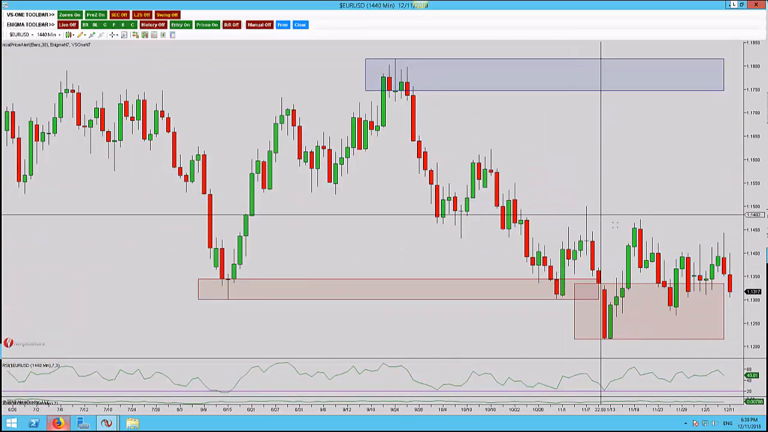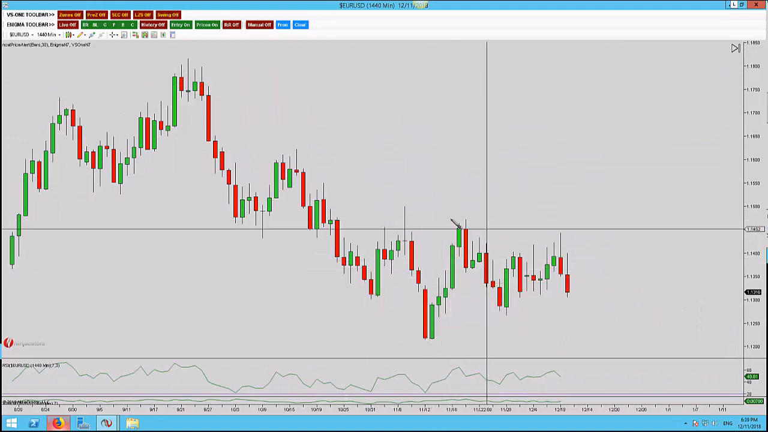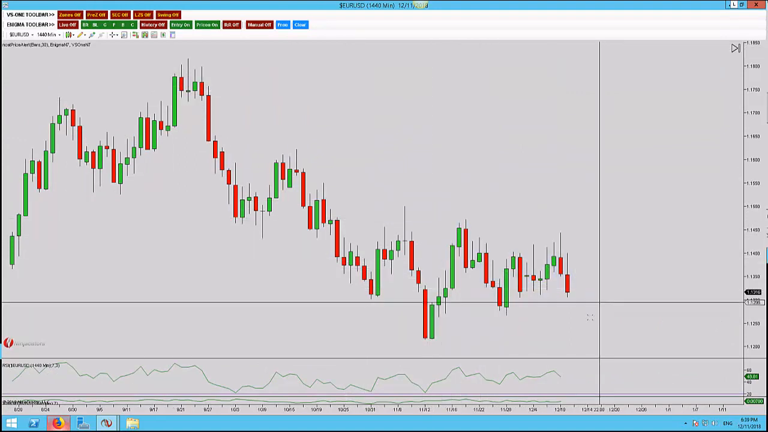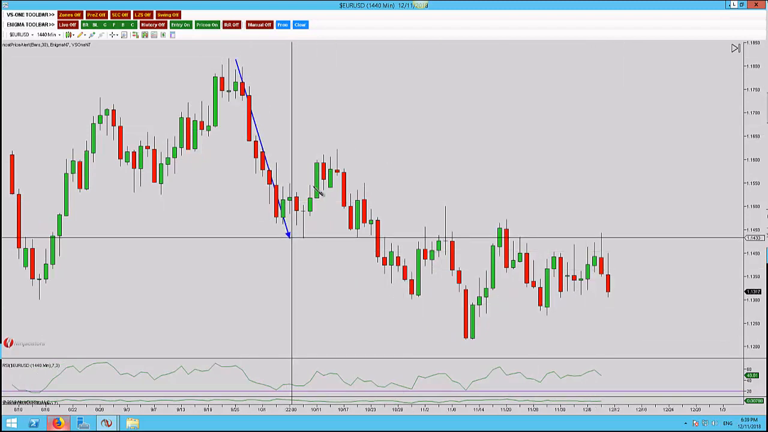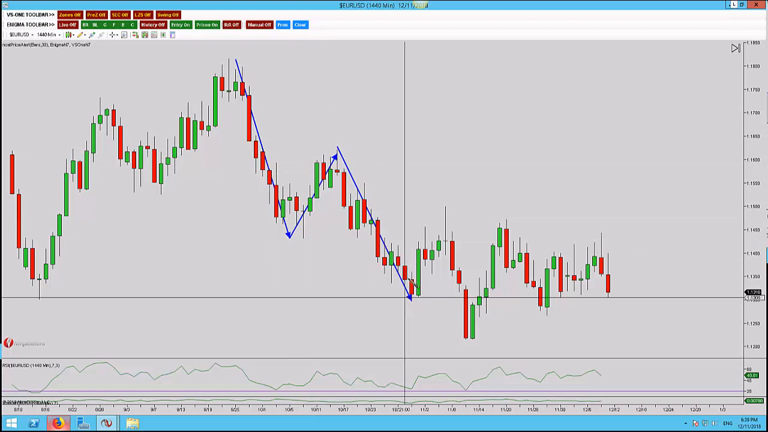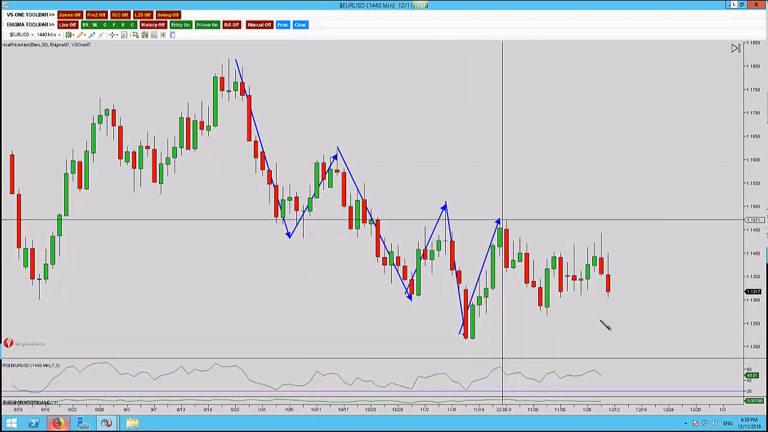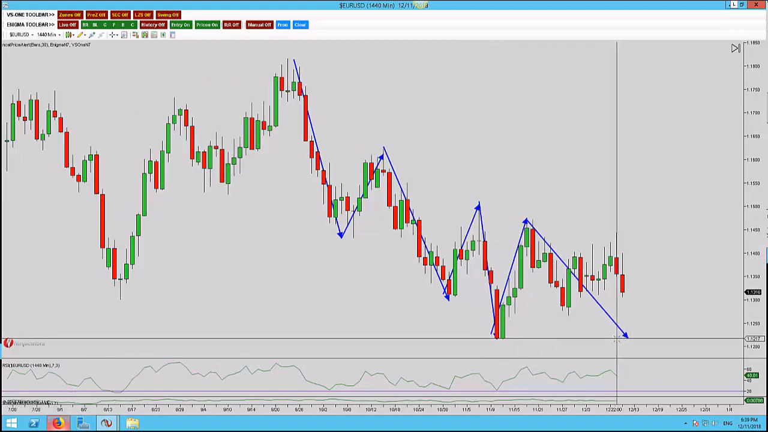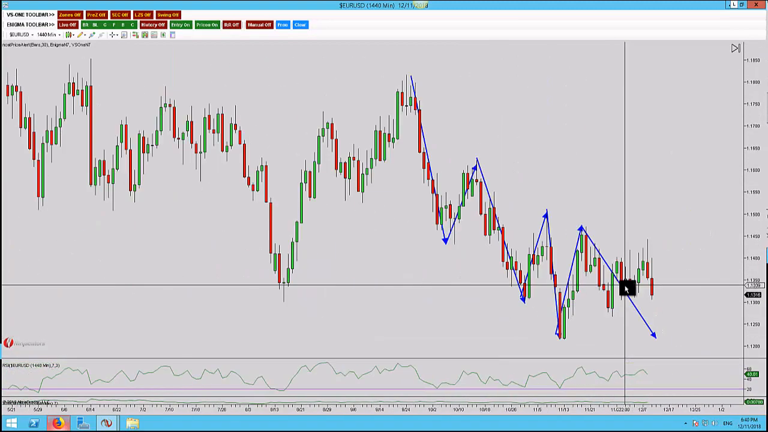So let's go out to the dailies, and here on the dailies there's really absolutely nothing. This is just consolidation here for me. Bigger picture is we made a move lower, pull back, lower, pull back, lower, pull back. Still expecting the market to break to the downside, but we've had several weeks of this sideways movement.